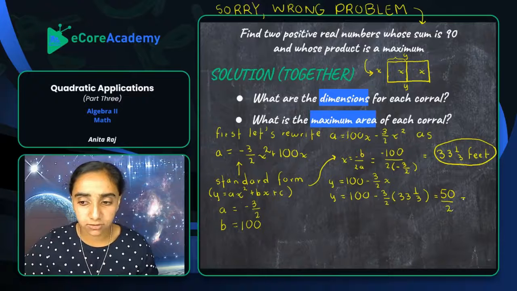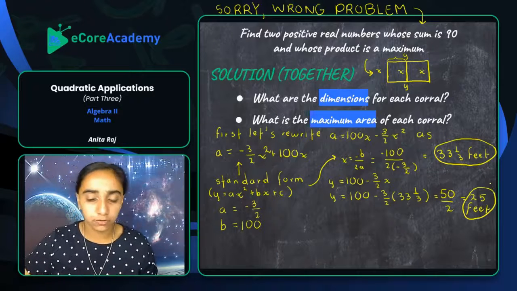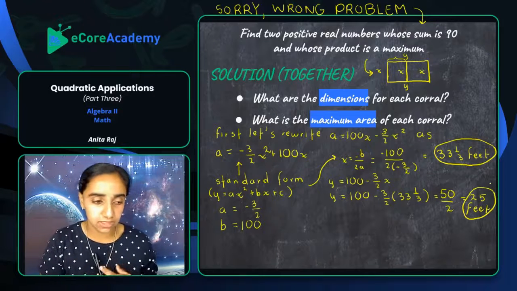So this divided by 2 equals 25. So that is the dimension, that is the length of the corral. So the corral is 33 1/3 feet by 25 feet. So those are the dimensions.